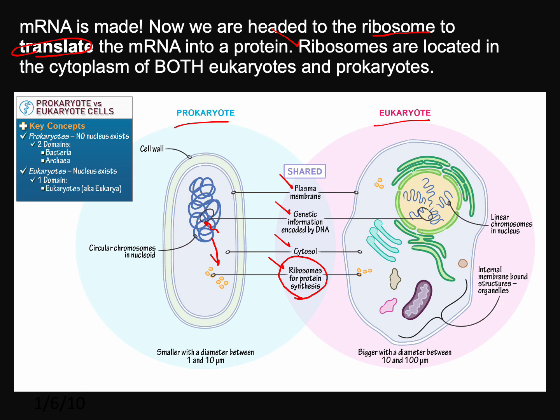But in a eukaryote, the genetic material is encased by a nuclear membrane. It's inside of a nucleus. So that means the mRNA that was made in the nucleus, where the genome is, had to be transported across the nuclear membrane first before it could get access to ribosomes in the cytoplasm to turn into a protein.